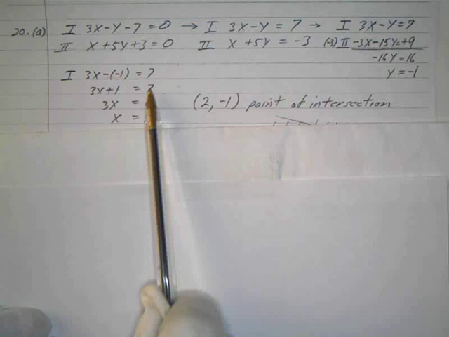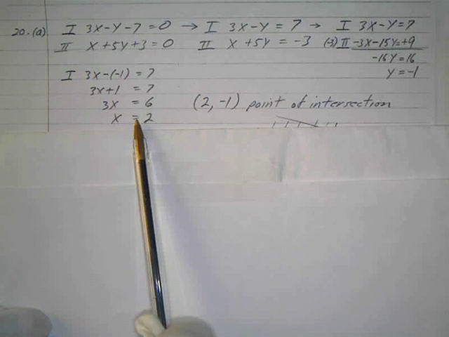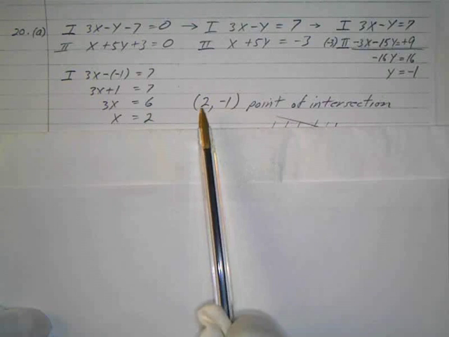So 3x plus 1 equals 7. 3x equals 6. x equals 2. So there's the value of x. So the point of intersection is (2, negative 1). All right.